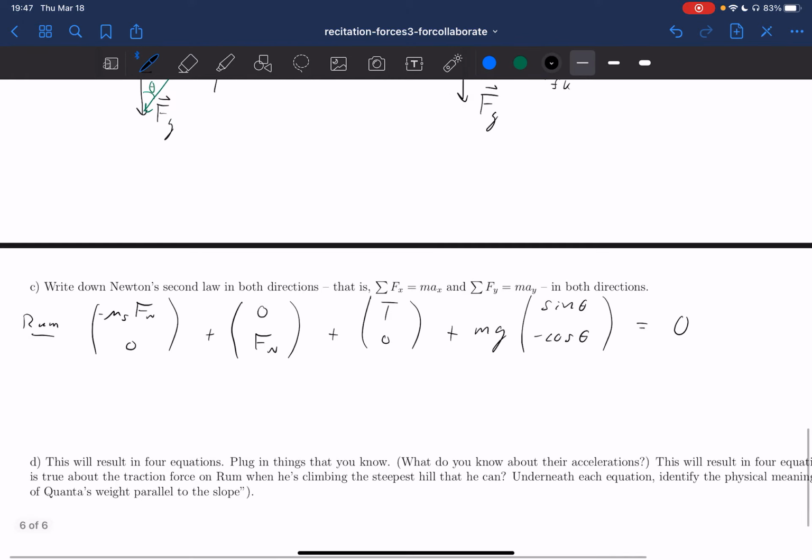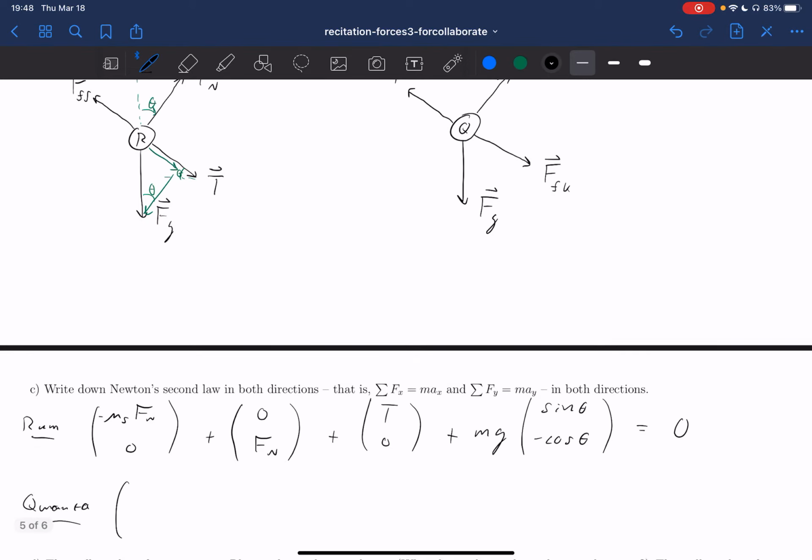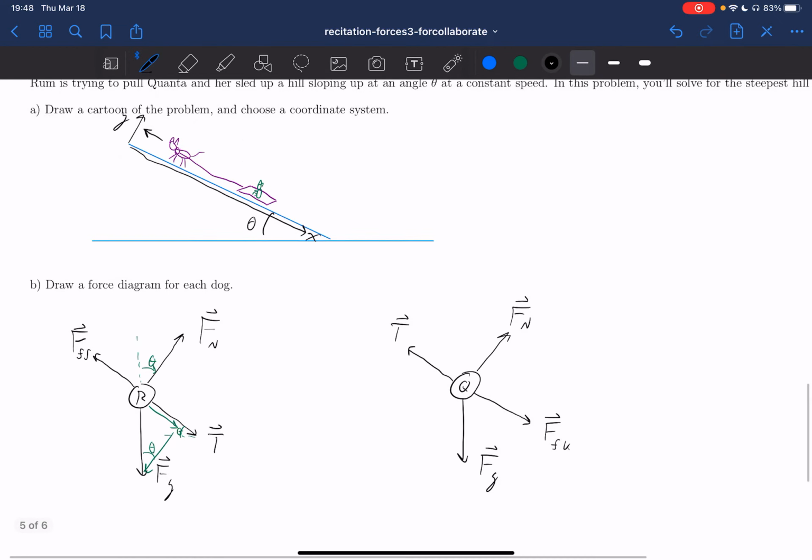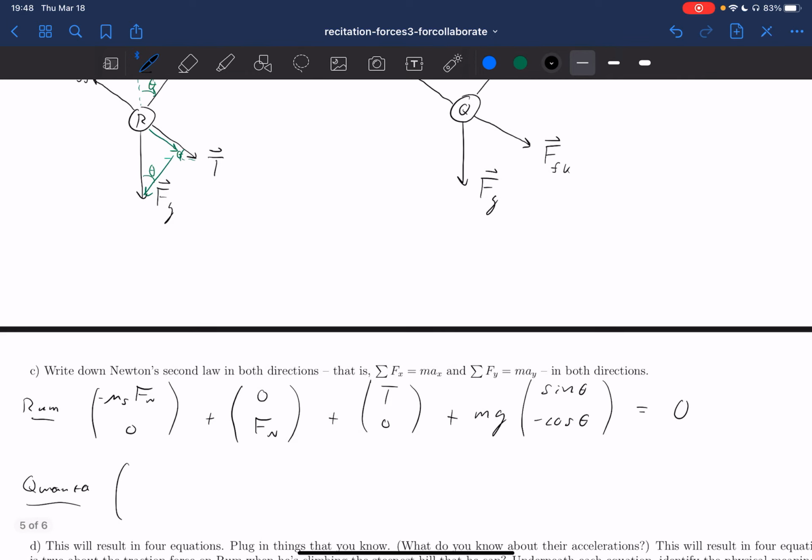And this gives us two equations. So we have the top one, the x equation, and the y equation. So let's write this out for Quanta. And let's write out the equations for Quanta. So let's do that. Quanta. Okay, so Quanta's got, oh, what do we call it? We've got to be careful about our masses here. So this is m Room's mass. Okay, we'll write it like that.